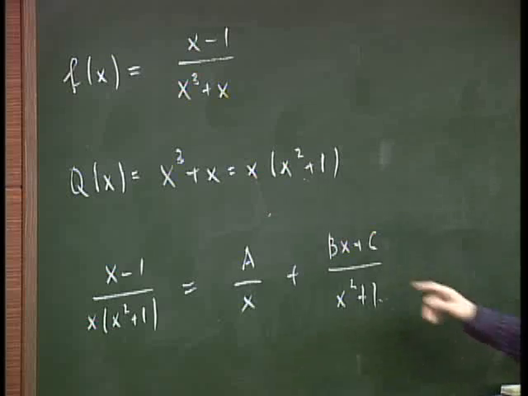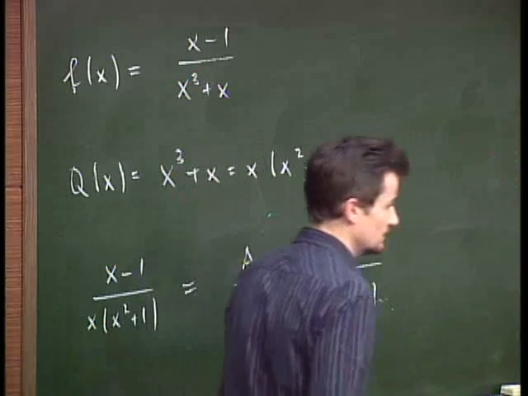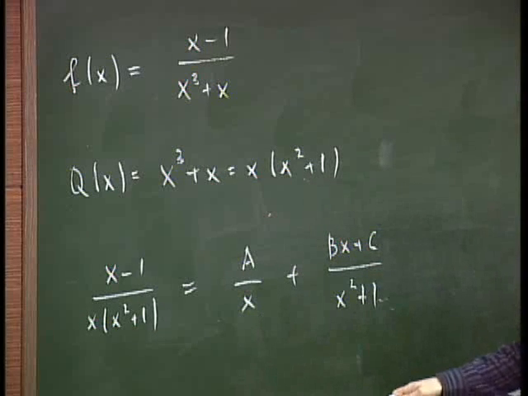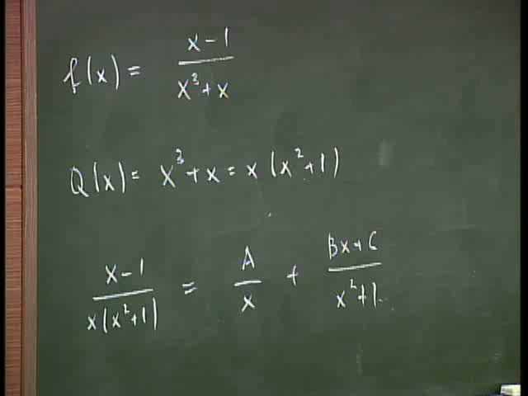And again we have to find the coefficients a, b, and c. Now, as for a, you can use the usual method. You multiply everything with x and plug in x is equal to 0. Then you get immediately a.